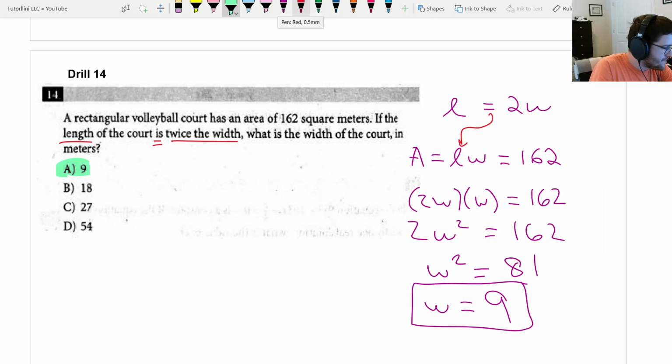Let's see if that's right. Yep. Very good. You could set this up as a system on Desmos, but it's probably more trouble than it's worth. You still have to come up with the equations. They don't give you the equations.